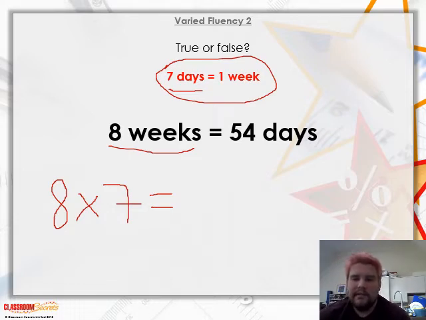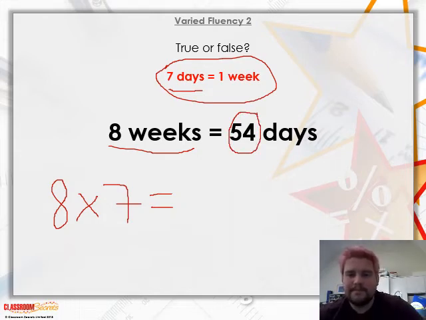Again, if not, just write down your 7 times table and get to 8 lots of 7, or 7 lots of 8 if you write down your 8 times table. Does that equal 54 days, true or false? And just put the right answer down if it is false.